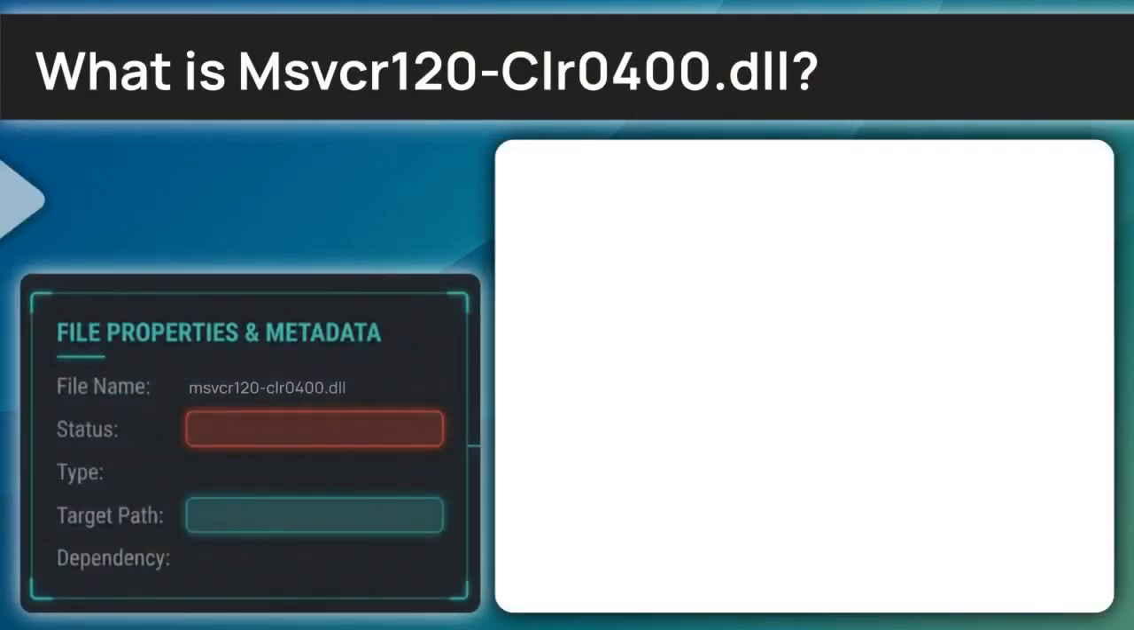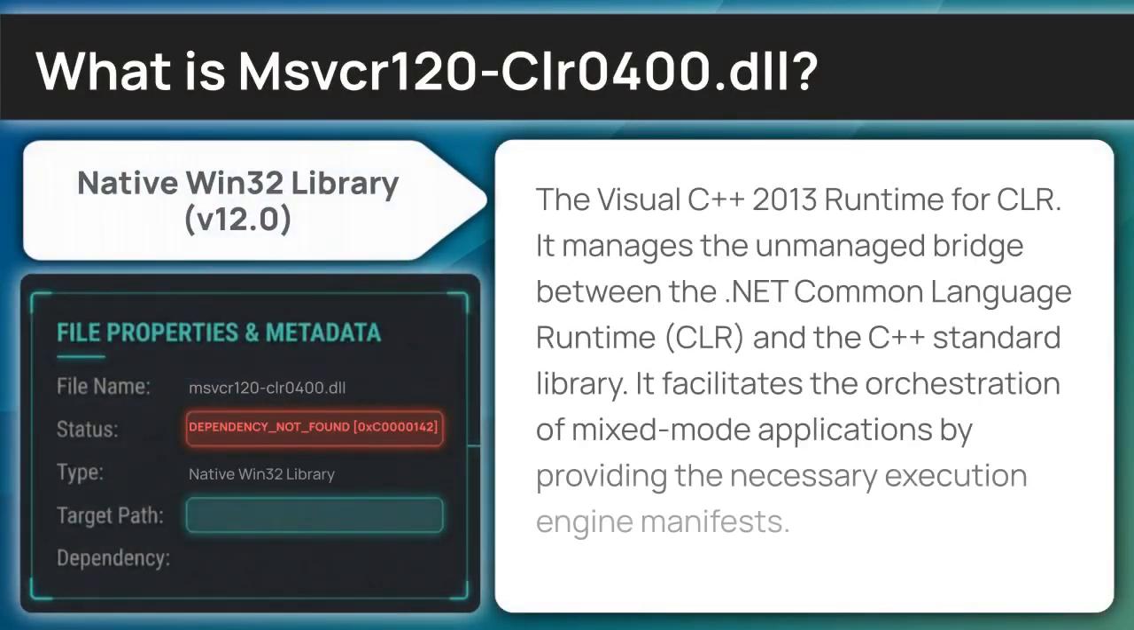This is the msvcr120-clr, the Visual C 2013 runtime for CLR. It manages the unmanaged bridge between the .NET Common Language Runtime, CLR, and the C++ standard library. It facilitates the orchestration of mixed-mode applications by providing the necessary execution engine manifests.